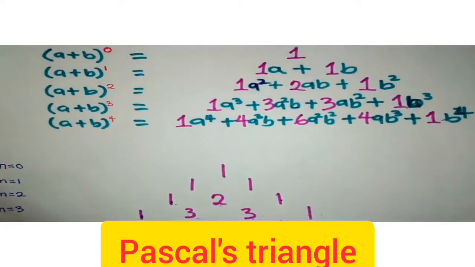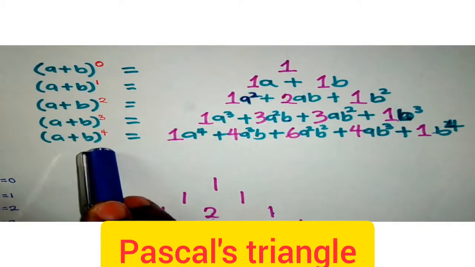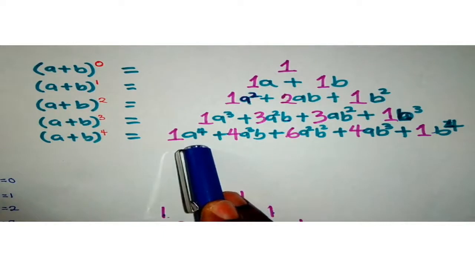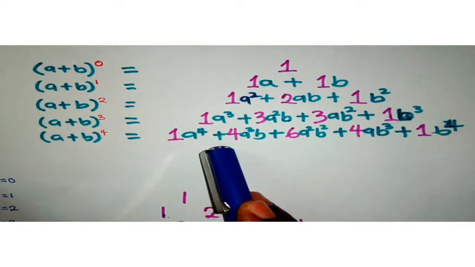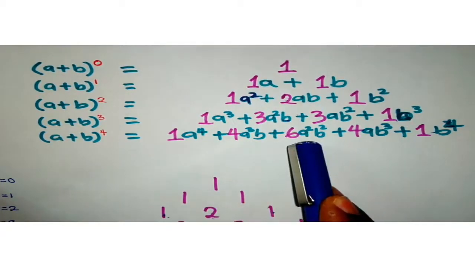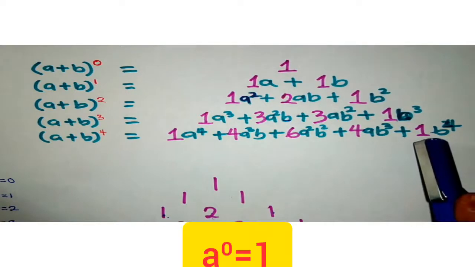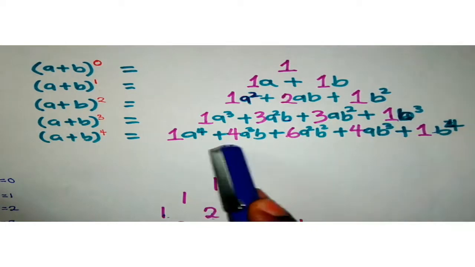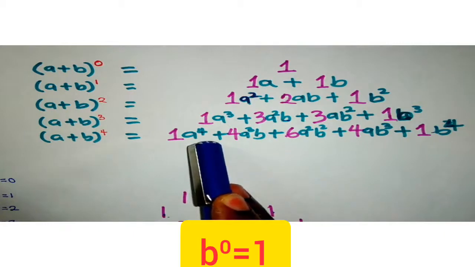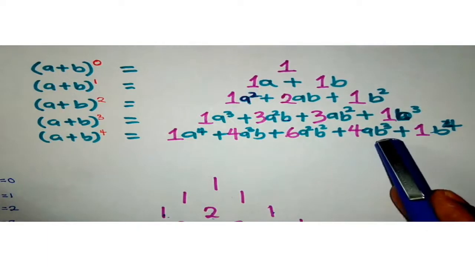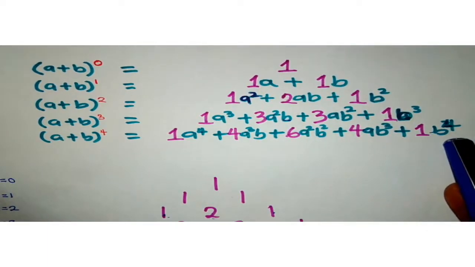Now, we also observe that, for instance, in the expansion of a plus b raised to power 4, the power of a decreases from left to right. We have a raised to power 4 here, a raised to power 3, a raised to power 2, a raised to power 1, and then a raised to power 0, which is equal to 1. And the power of b increases from left to right. Here it is b raised to power 0. Here it is b raised to power 1, b raised to power 2, b raised to power 3, and b raised to the power of 4.